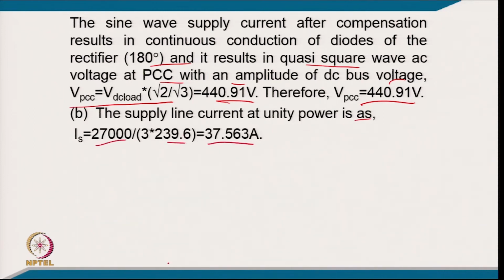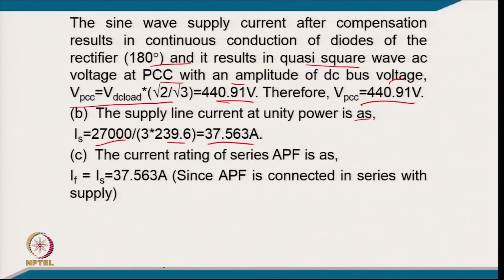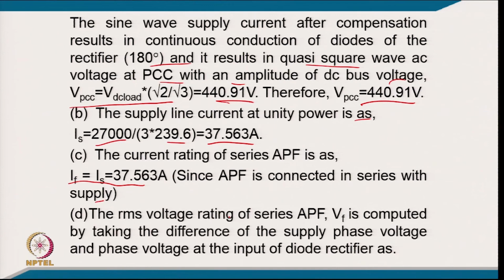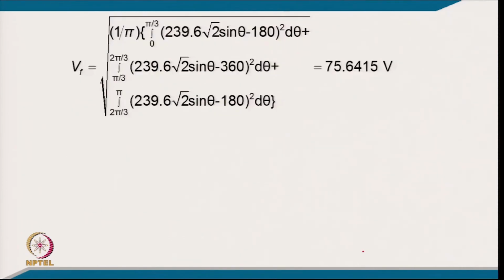So, it comes to 35.563 ampere, and the current rating of the series active filter will be the same as the supply current, that is 37.563, since the series active filter is connected in series with the supply. The RMS voltage rating of the series active filter VF is computed by taking the difference of the supply phase voltage and the phase voltage at the input of the diode rectifier.